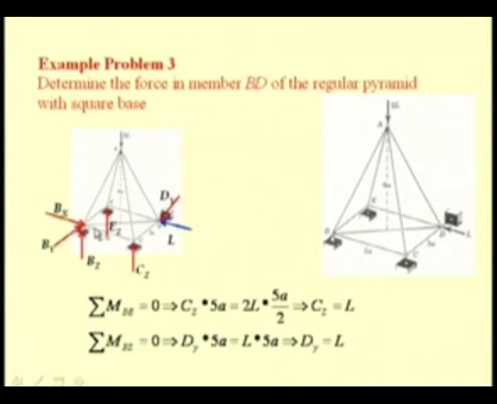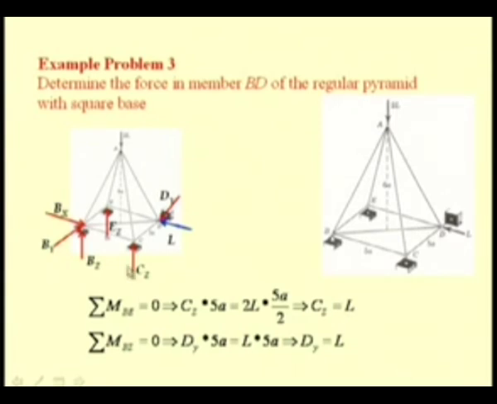So, here we use the moments about this axis BE, which provides this reaction Cz, and the moment summation about the vertical axis passing through B, that is Bz, results in determining this reaction Dy. Both have turned out to be L.